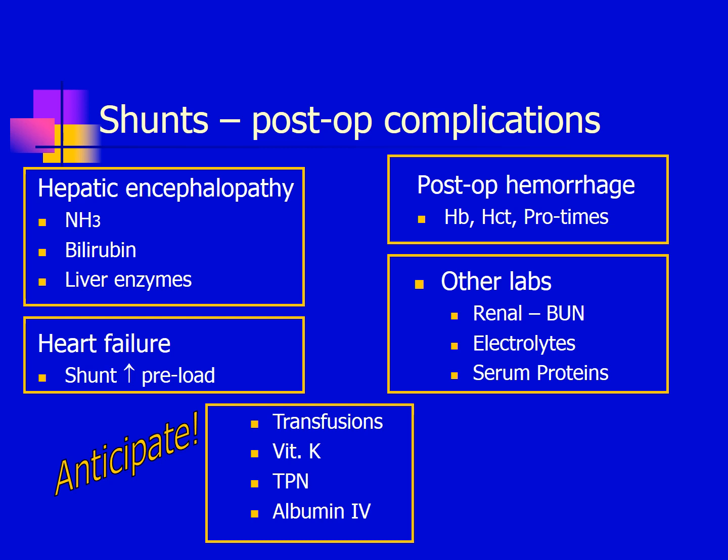So post-op complications: hepatic encephalopathy, so you know that because there's an increasing ammonia level, bilirubin level, and liver enzymes. Heart failure, the shunt would increase preload. Hemorrhaging, so we're going to check H&H and PT, prothrombin time. Other labs, we're going to look at the kidneys, the BUN, electrolytes, and serum protein. And we can anticipate that they may need transfusion, vitamin K, TPN, or albumin IV to try to pull the fluid back into the intravascular space.